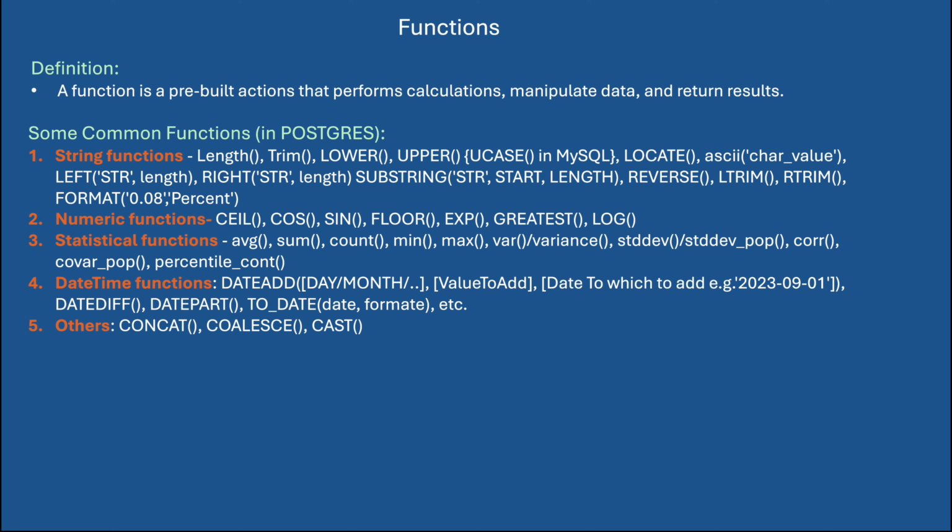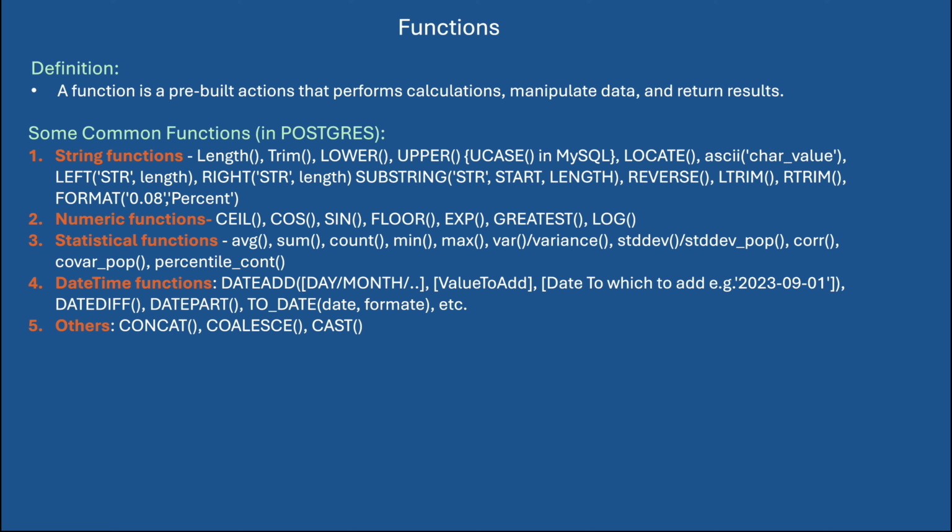Right gets the substring from the right side given the length; substring gets the substring by giving a start position and the length; and reverse reverses the value, whereas ltrim will trim the value from the left side and rtrim will trim the value from the right side. Format is used to format the values. Another category is numeric functions such as ceil, cos, sine, floor, exponential, log, and greatest. Ceil converts into the ceiling, floor converts into the floor, and cos and sine perform the cosine and sine operations, and so on.